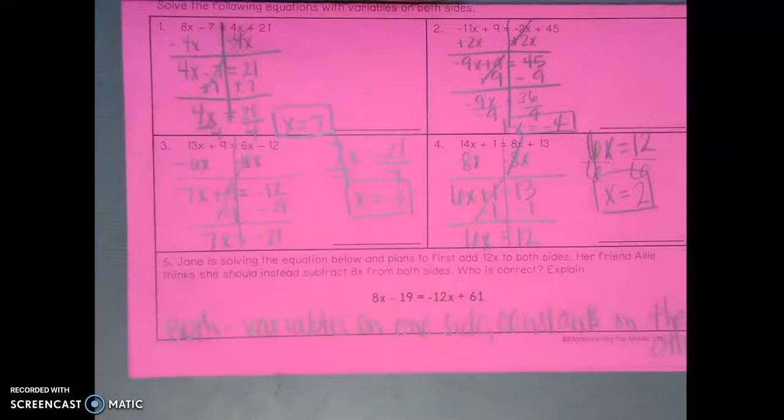Okay, don't just say both. When it says explain, make sure you're justifying why you said both. Don't just say both. Okay.